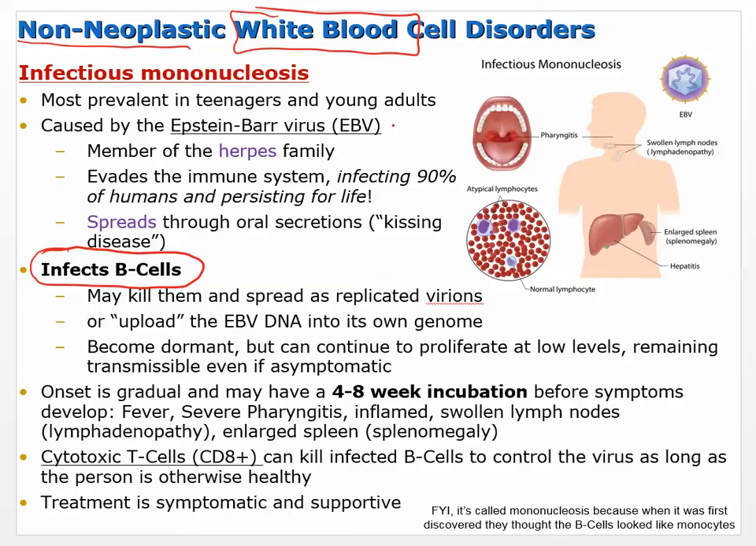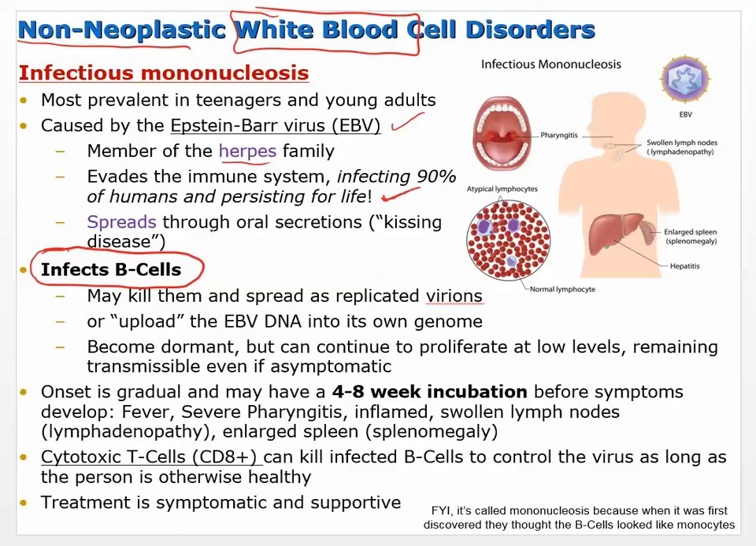It's usually caused by the Epstein-Barr virus. There are others that can cause it as well. But it's a disease most prevalent in teenagers and young adults. Epstein-Barr is, of course, a member of the herpes family. It evades the immune system, infecting 90% of humans and persisting for life. So some form of Epstein-Barr usually gets all of us and just hangs around in cells. It uploads itself into certain cells and then hangs around forever.